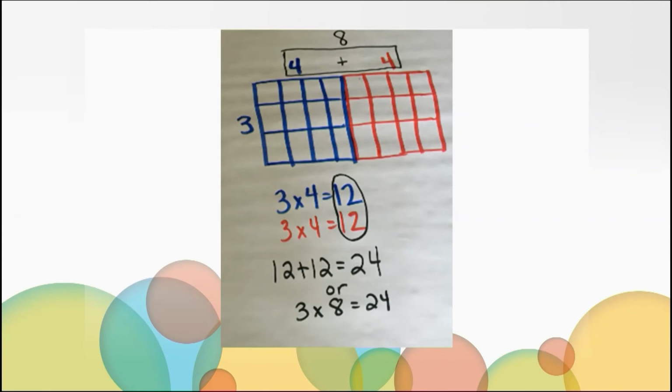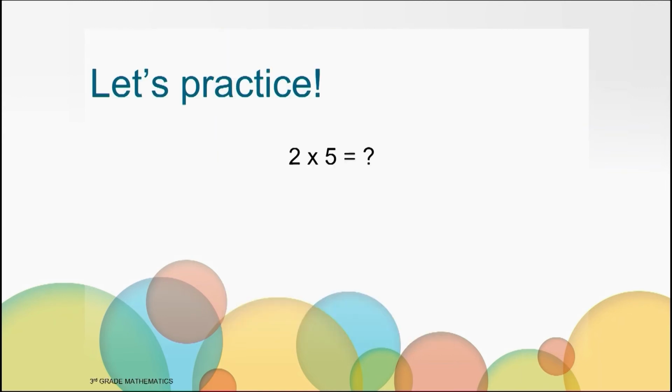Here we can see it in another way. We can see that 3 times 8 is the same as 3 times 4 and another 3 times 4. If we know that 3 times 4 is 12, then we know to get 3 times 8, we just double the 12 to get 24. So 3 times 8 has to equal 24. So let's practice a little bit.